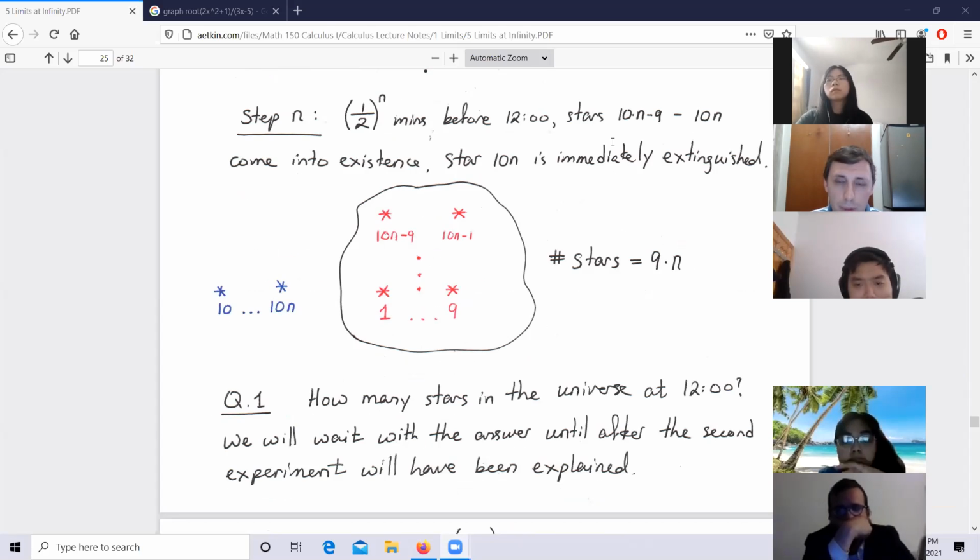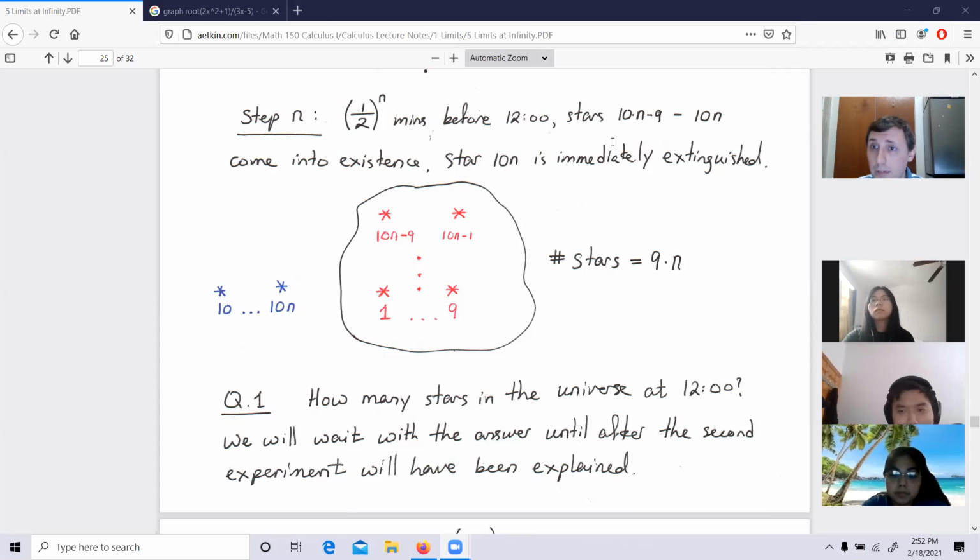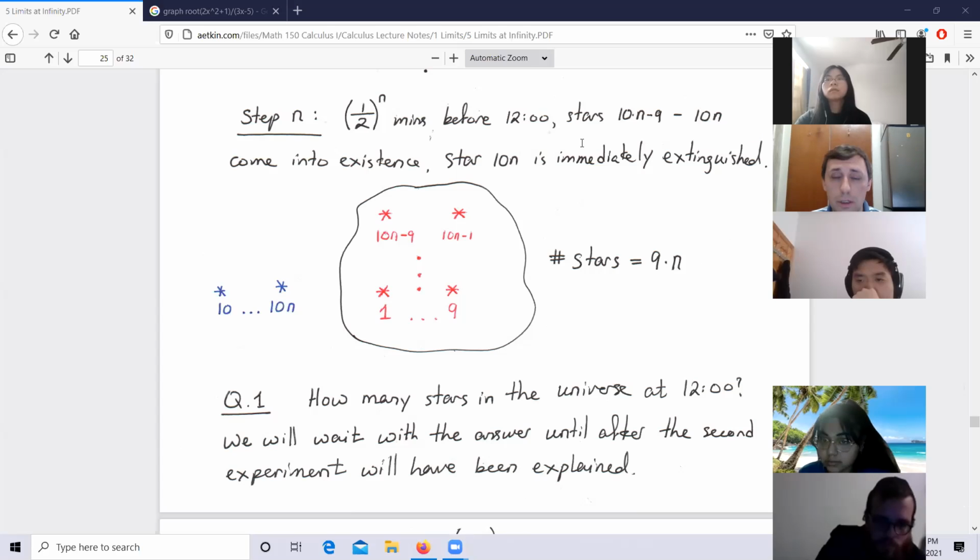Let's see, 2 people right away react and say infinitely many stars in the universe. Do you agree with that? If so, please write it, and definitely write for yourself so you don't forget. Okay, infinity. Yes, you're saying infinity for this experiment. Good. Any other answer before I move to the second version of the experiment?